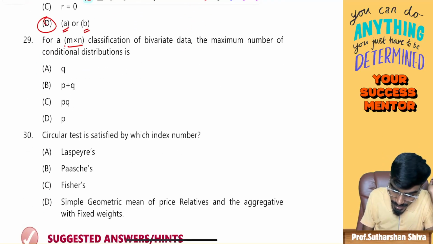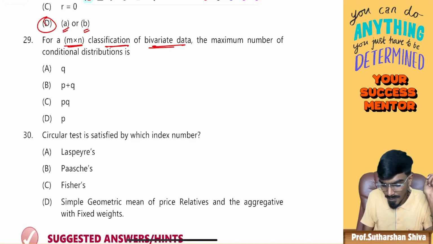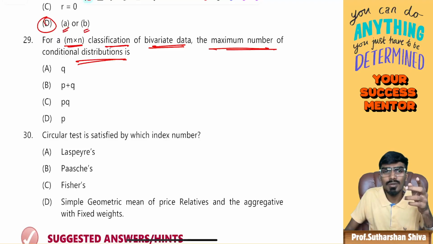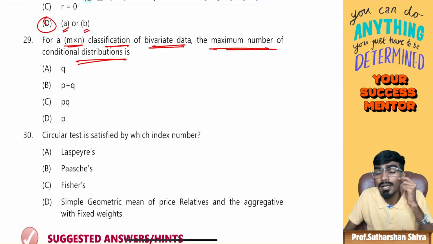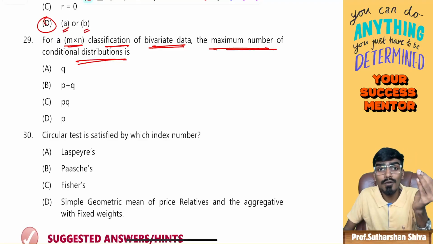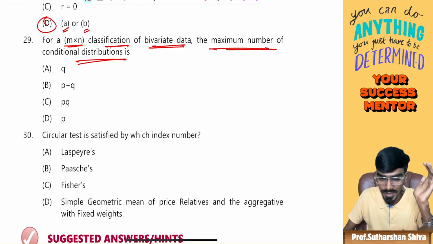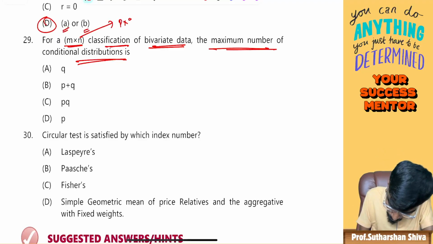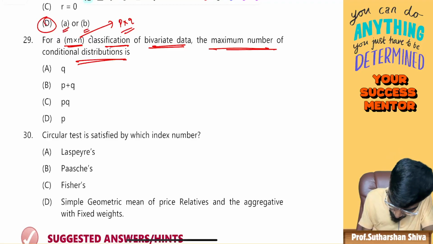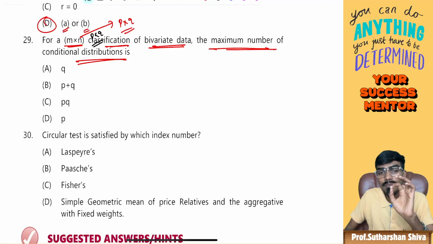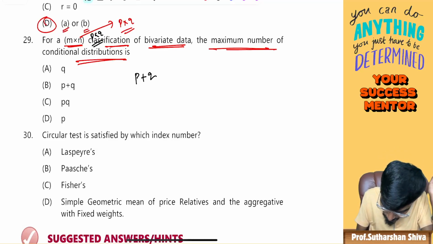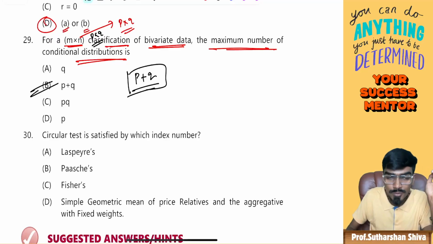For an m into n classification of bivariate data, what is the maximum number of conditional distributions? Conditional distribution is something which has the number of rows plus the number of columns. Assume this is p into q. The institute committed a mistake here. Either the question should be changed: for a p into q classification of bivariate data, the maximum number of conditional distributions is nothing but p plus q, the sum of rows plus the sum of columns.